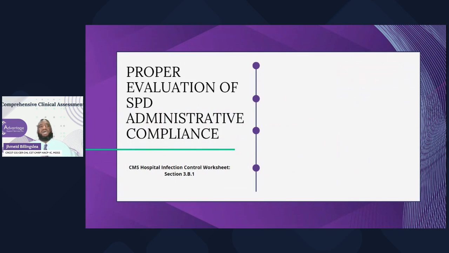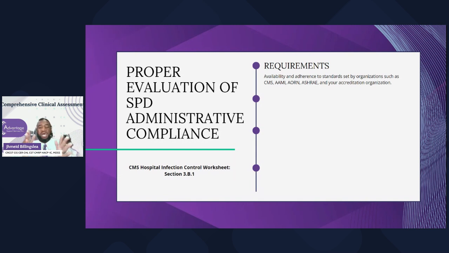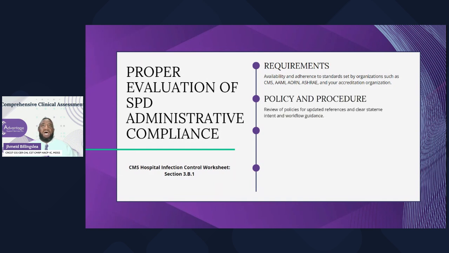Now, evaluation of SPD administrative compliance, right? And again, this is from the CMS Infection Control Worksheet, section 3B1. The requirements. Do we have access to the requirements? If you're doing hydrogen peroxide sterilization, you need to have the AMI document that talks about hydrogen peroxide. If you're using AERs and doing flexible scopes, you need to have that document. You need to be more familiar with CMS. One of the things that we find is our team may be familiar with AMI, may be familiar with ARN, but then they're not familiar with CMS. All of these things are required for your organization.